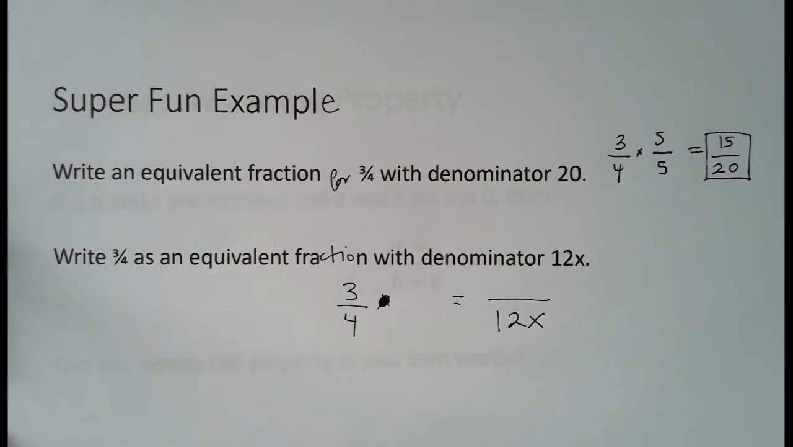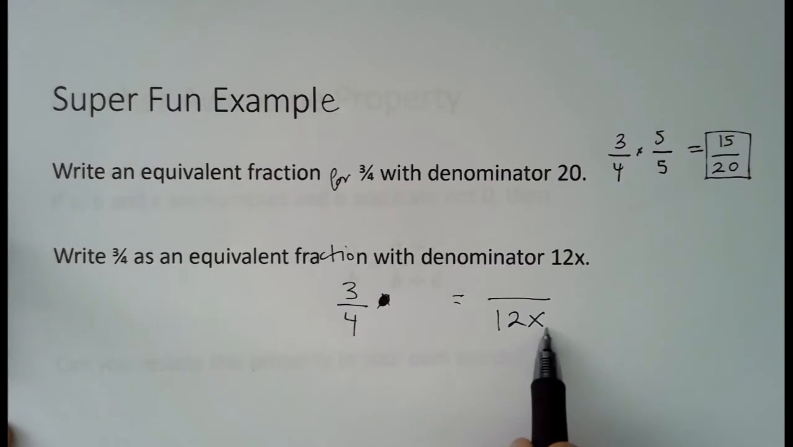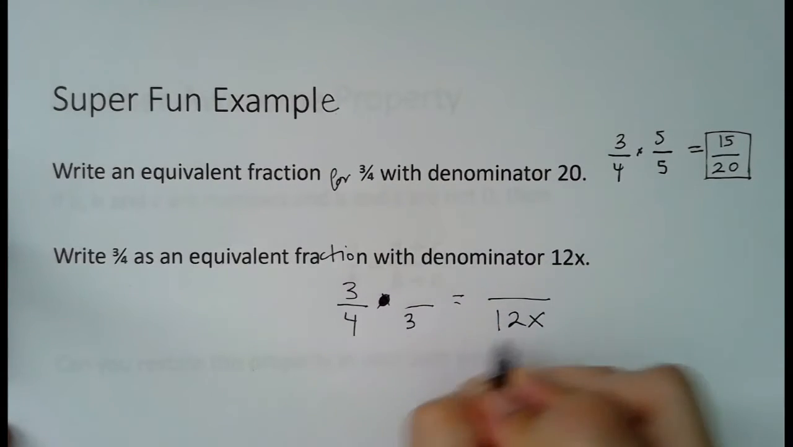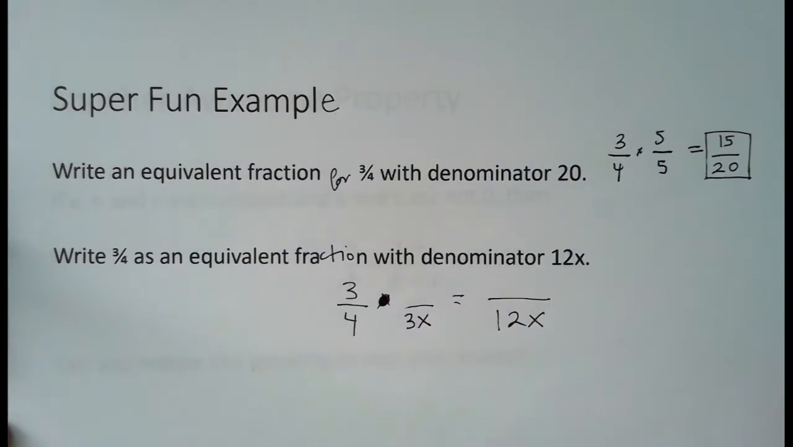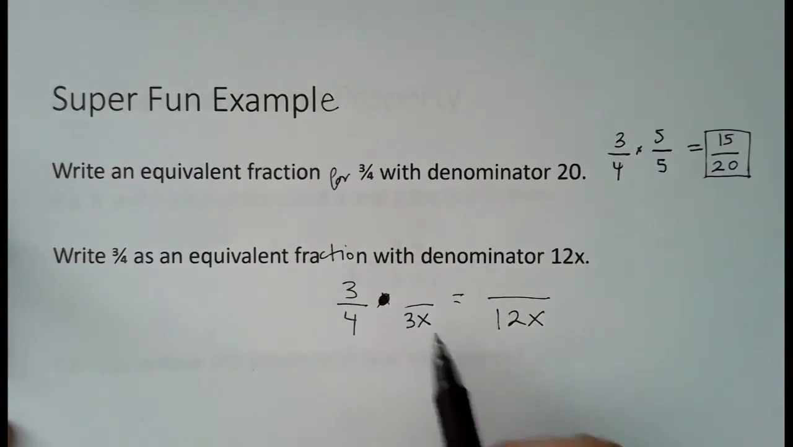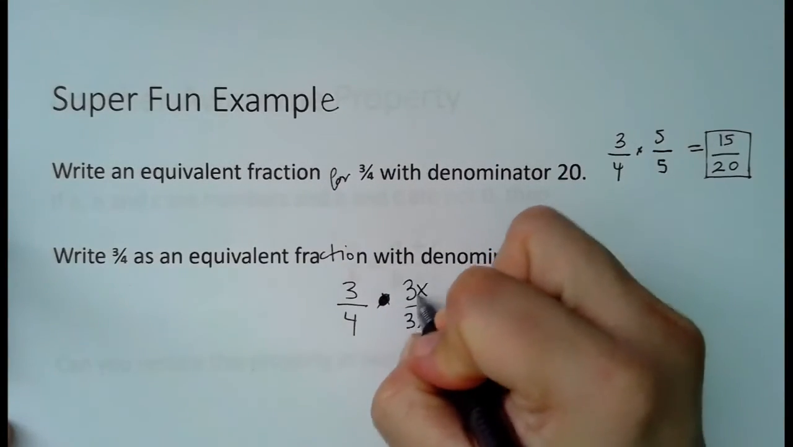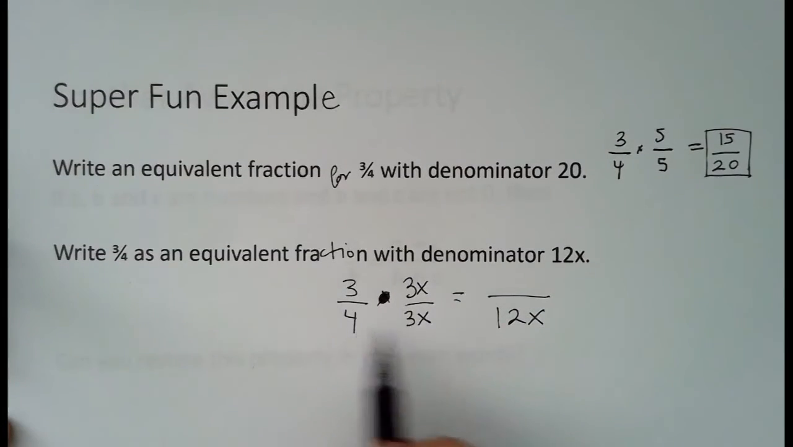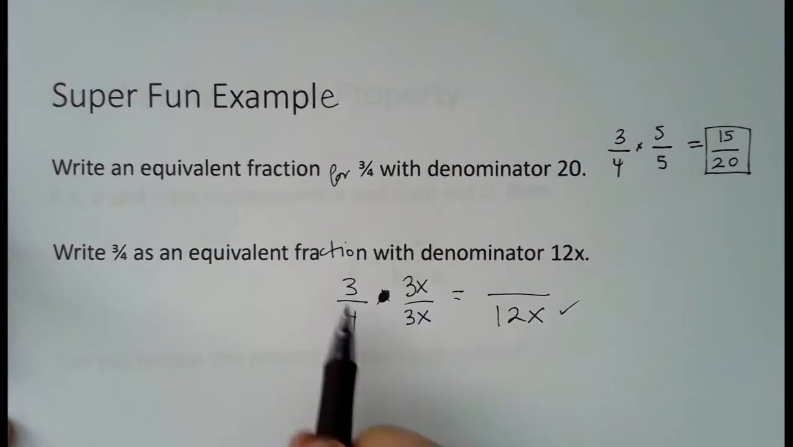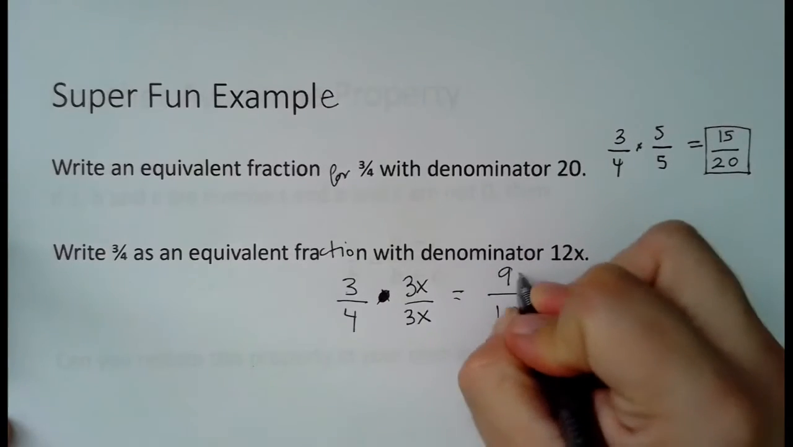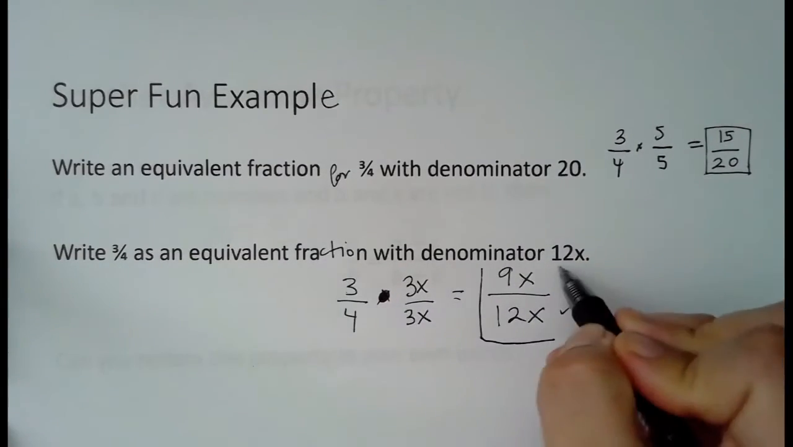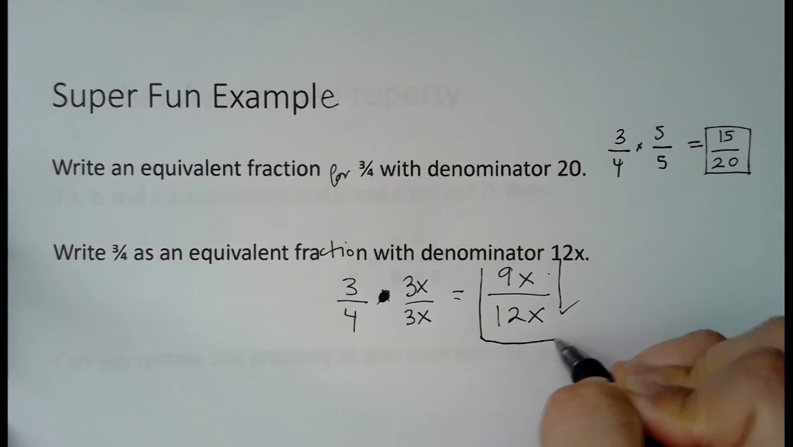So basically, same idea. 4 times something will give me 12x. Well, I know that numerically, 4 times 3 is 12, right? And then the x I can just write there. But if I multiply the bottom by 3x, I must also multiply the top, using my rule. So across the bottom, 4 times 3x is 12x. Check. 3 times 3x will give me 9x. So that's the equivalent fraction with the denominator 12x.